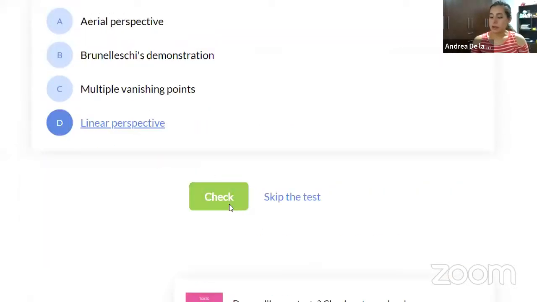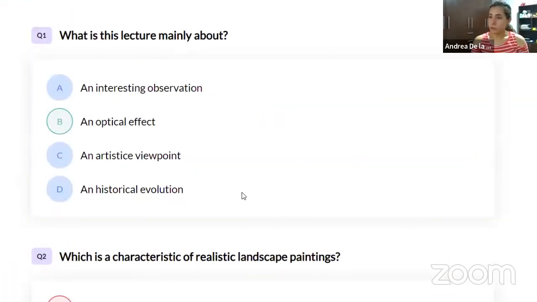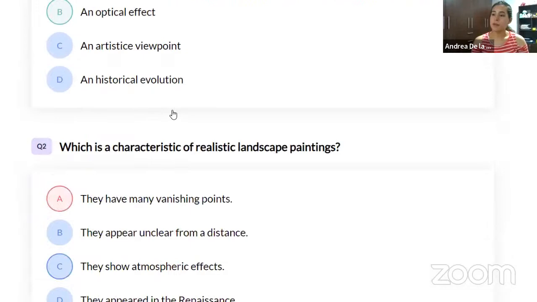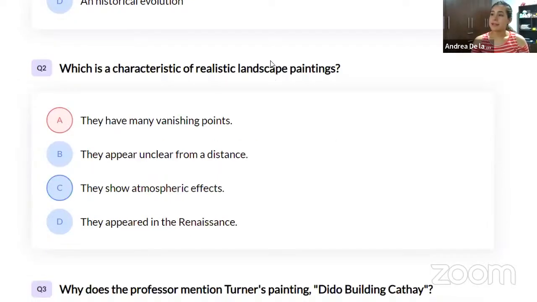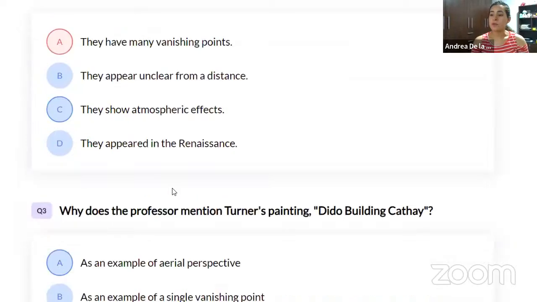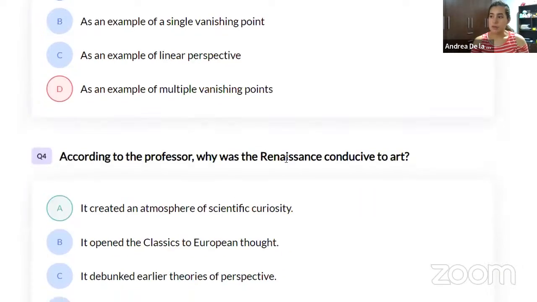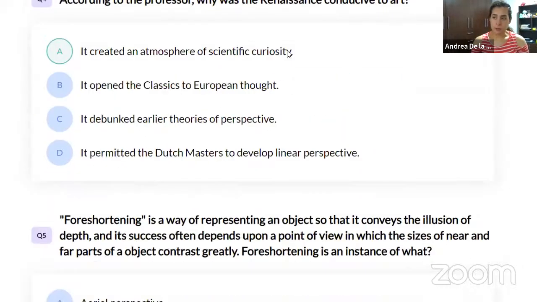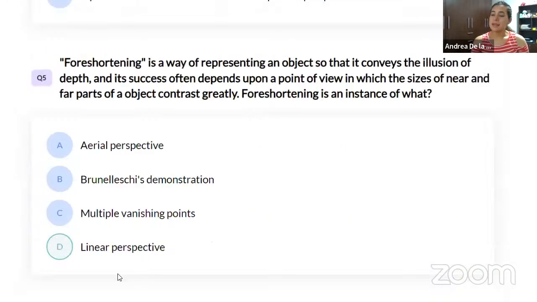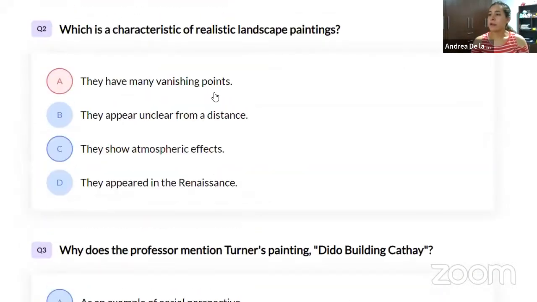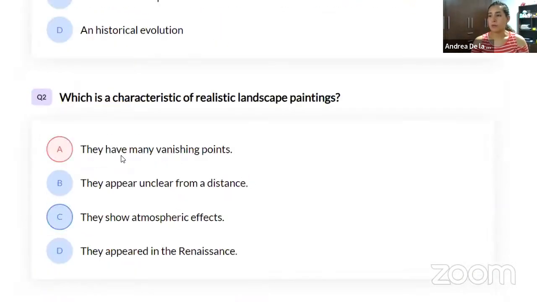So let's check our answers. The first one was great. It's an optical effect. That is the definition of visual perspective. A characteristic of realistic landscape paintings is that they show atmospheric effects, right? Turner's painting Dido Building Carthage is an example of aerial perspective, not vanishing points. The Renaissance was conducive to art because it created an atmosphere of scientific curiosity, and linear perspective would have this example of foreshortening. So if we hear aerial perspective, we have two questions that are wrong about that.